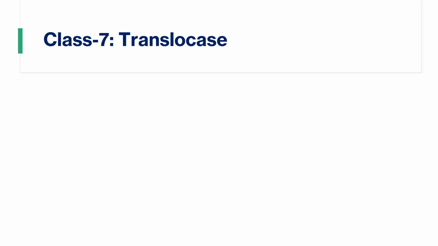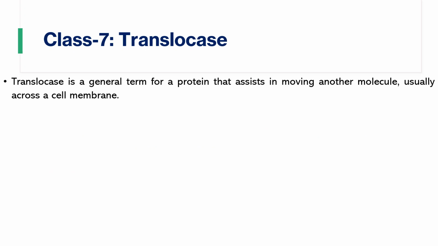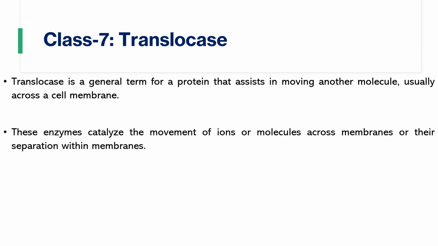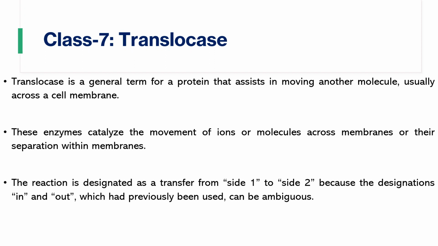And the last class we have is translocases. This translocase is the seventh, newly added class, a general term for proteins that assist in moving molecules, usually across the cell membrane. These enzymes normally catalyze the movement of ions or molecules across membranes or their separation within the membrane. This reaction is designated as a transfer from side 1 to side 2, because the designation of in and out, which has previously been used, can be ambiguous.